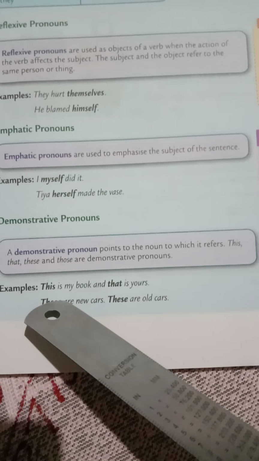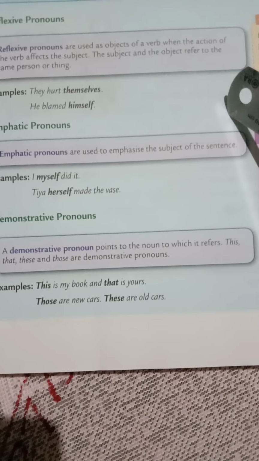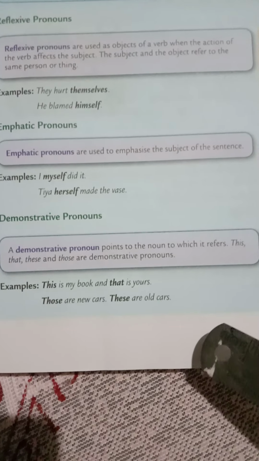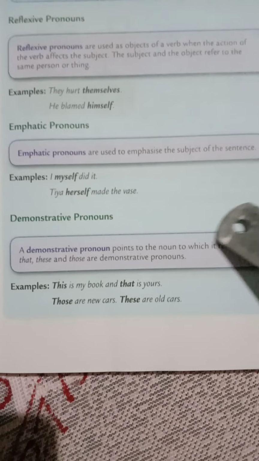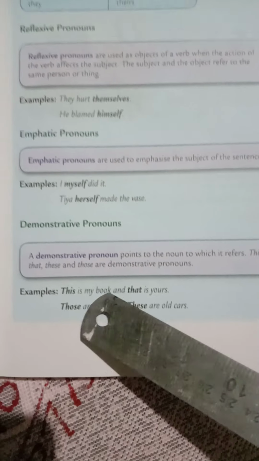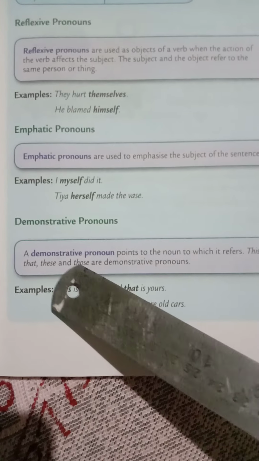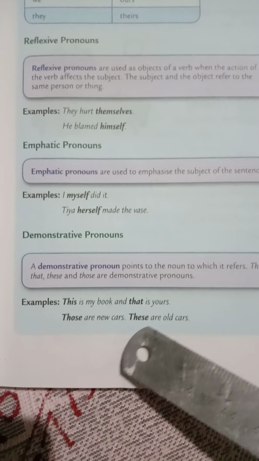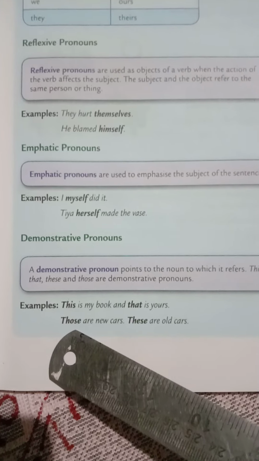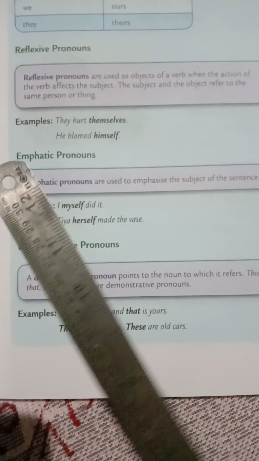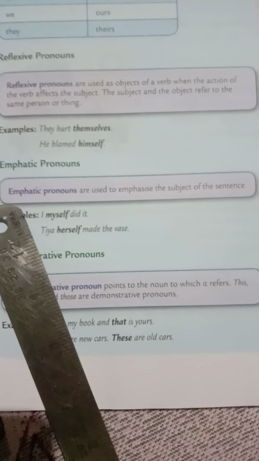Okay, so when I say this is my grammar book, I am showing my possession, that is my book. Yes or no? So it is demonstrative, like this is my book and that is yours. So here in the first sentence, this and that are demonstrative pronouns. In the second sentence, those are new cars, these are old cars. So here those and these in the second sentence are demonstrative pronouns. So turn over to the next page.